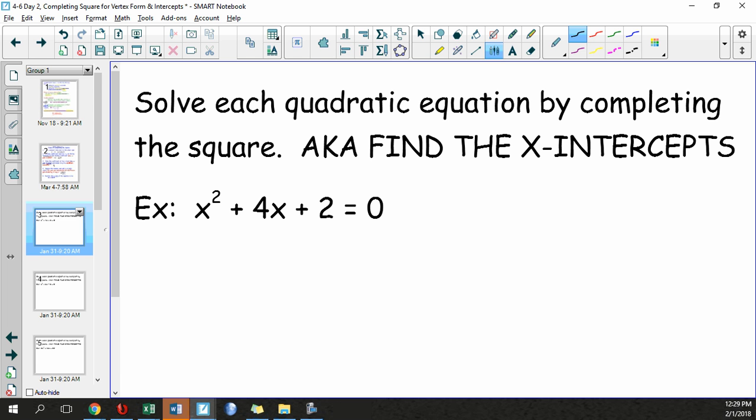The directions on tonight's homework say to solve each quadratic equation by completing the square. What does that mean? When it uses the word solve, what that means is you want to find the x-intercepts. An x-intercept is in the form x comma 0. So your goal is to solve for x and get ordered pairs in the form of x comma 0.